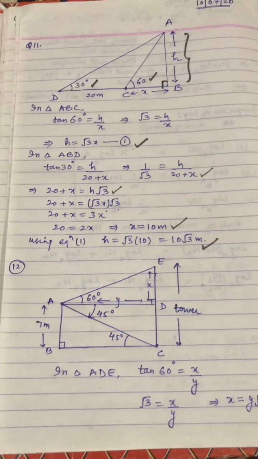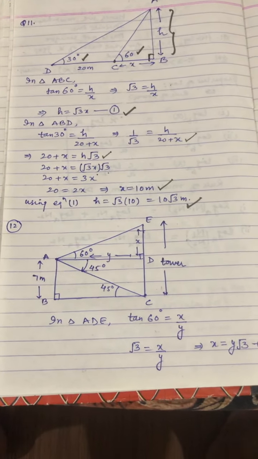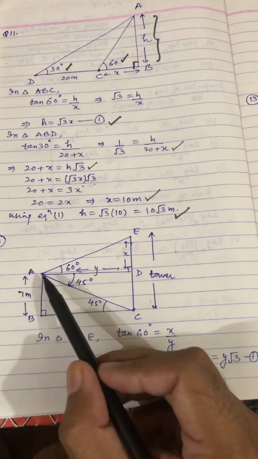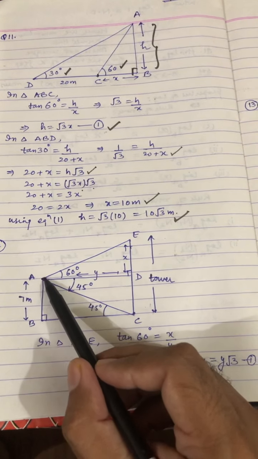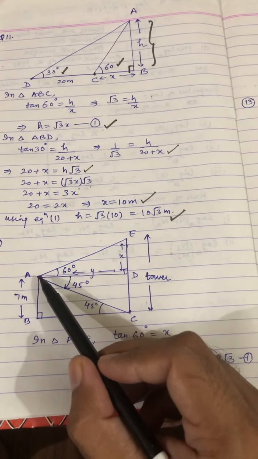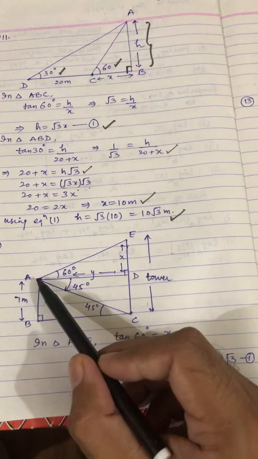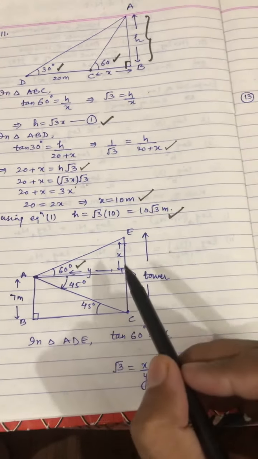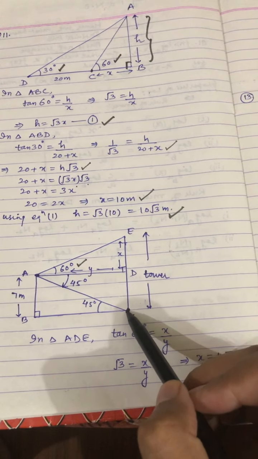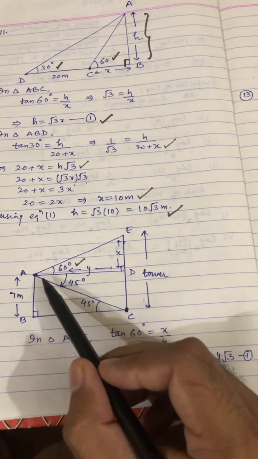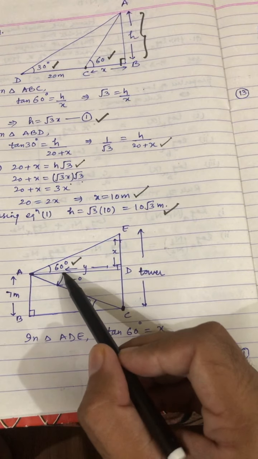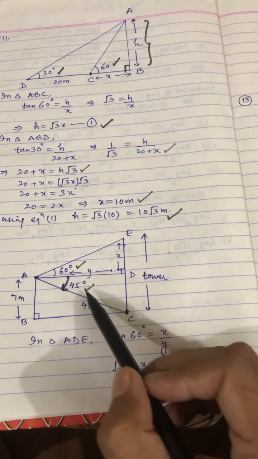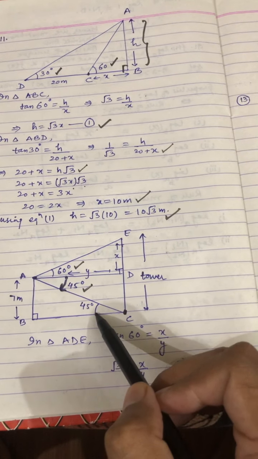Now similarly, moving on to question number 12, which says that from the top of a 7 meter tall building, this is a building AB, from this top you are observing a tower. The angle of elevation of the top of the tower from the top of the building is 60 degree. And the angle of depression of the base of the tower from here, this is the angle of depression, this is how much? 45. Now if this is 45, this is also 45, alternate angles.